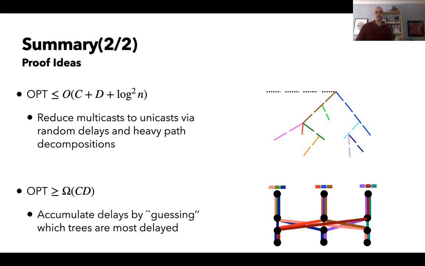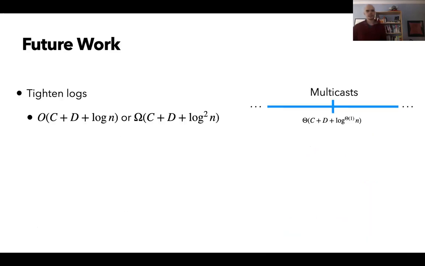So for the upper bound of C plus D plus log squared, the idea really is to just reduce multicast to a bunch of unicasts. And the way that we do that is we use random delays to ensure that the unicasts have small congestion, and we use heavy path decompositions to break our trees up into paths that will correspond to simultaneous unicasts. Now for the lower bound, I sketched this idea that you can guess which packets are most delayed by using the branching of trees, and then recursively combine together these most delayed packets into more and more delayed packets.